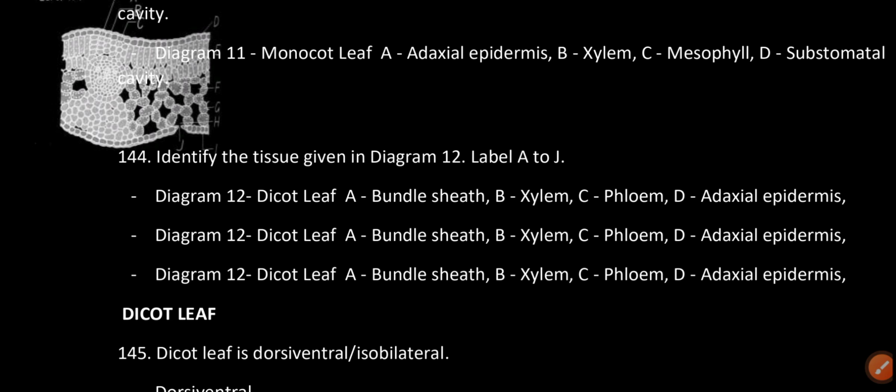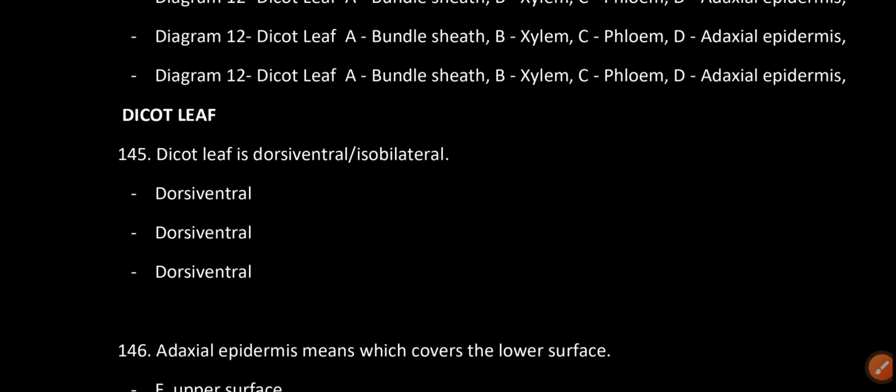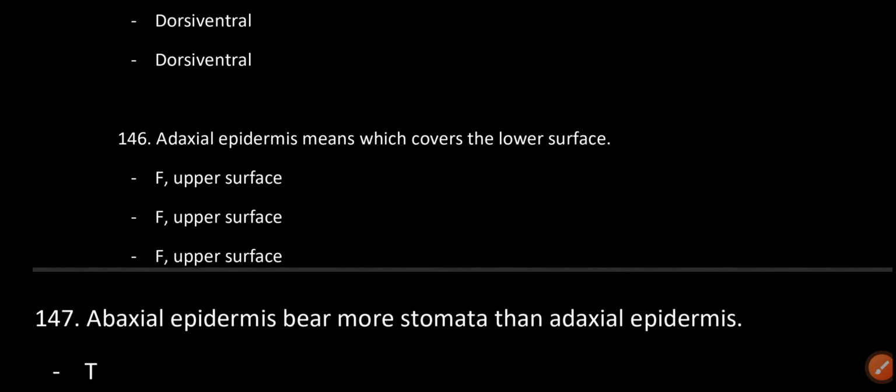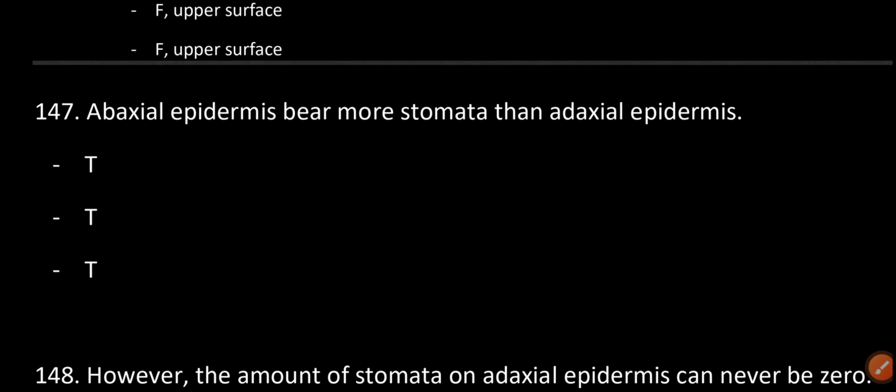Dicot leaf is dorsiventral or isobilateral. Dorsiventral. Adaxial epidermis means which covers the lower surface. False. Upper surface.